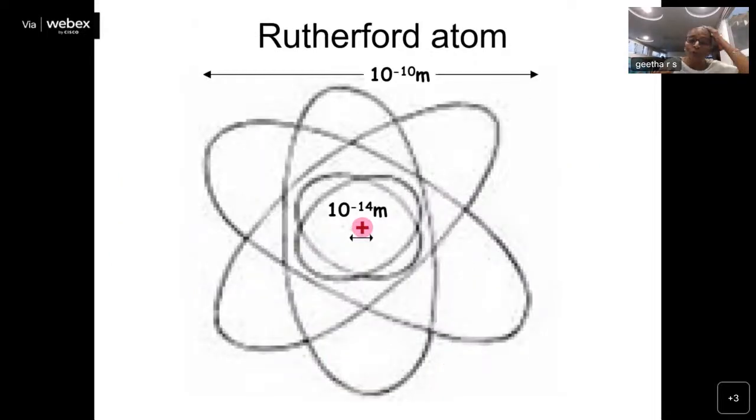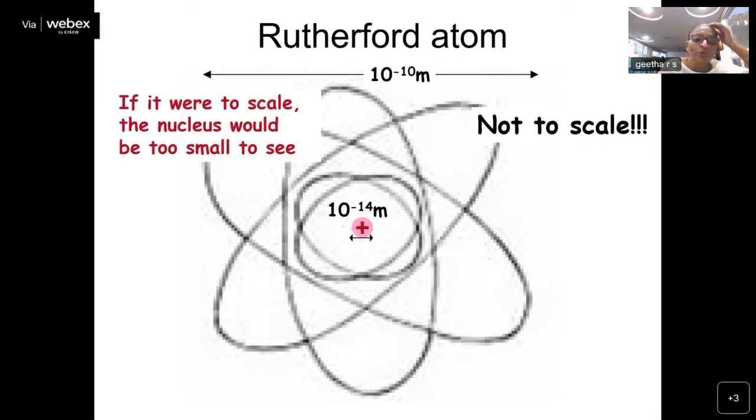Now, the Rutherford atom. This is his imagination. The plum pudding model was a failure because of the alpha ray scattering experiment. So the nucleus is very small, and altogether these electrons are going in orbits. This is not to scale, obviously, since the nucleus would be too small. I will give you an analogy in the next slide: compared to the atomic size, what would be the size of the nucleus?